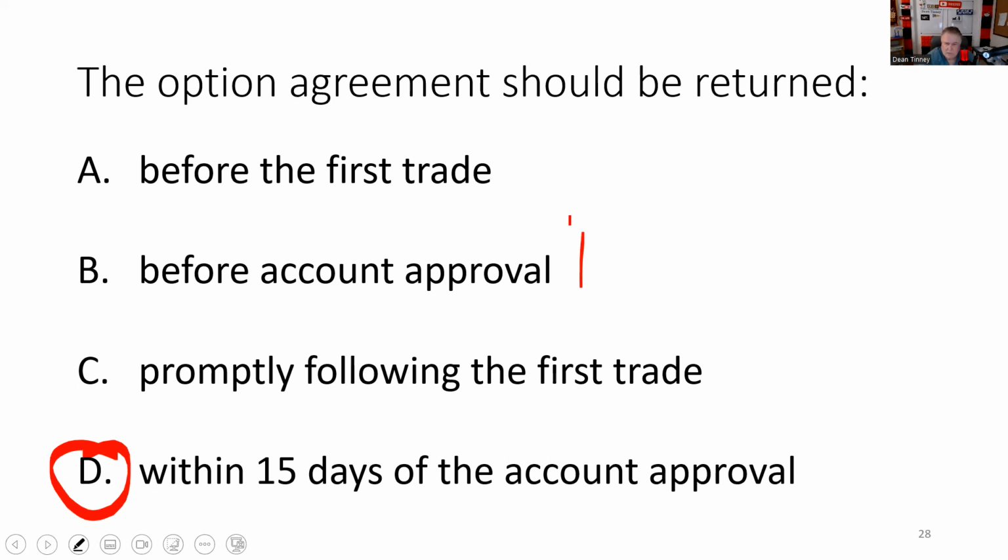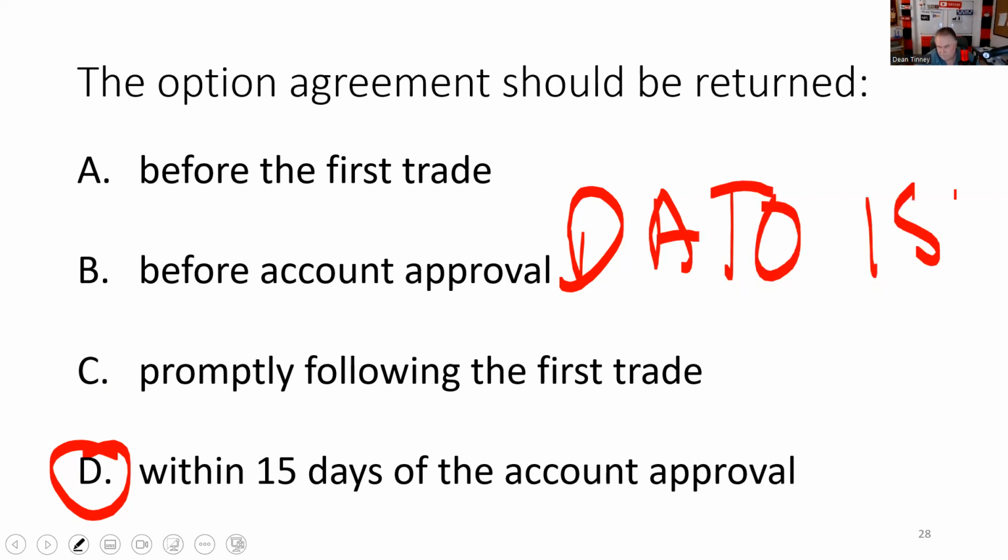Now, a good way to remember this, you might want to use a memory aid, is DATO 15. The D is for the disclosure document. I give you the disclosure document. I get your account approved. That's the A. We do the first trade. That's the T. And then we get back the option agreement. That's the O, within 15 days.